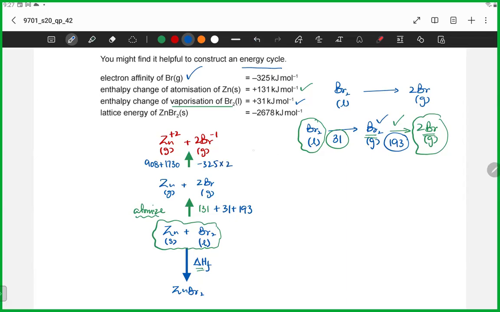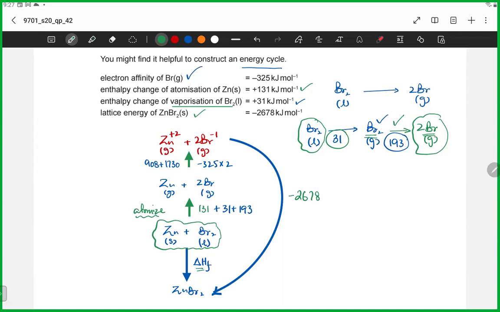Now, once I have this, the last thing I'm going to do is I've got ions. I can join the ions and I can form the lattice over here. So that's the last step. And the lattice energy is also given. That's where is it? This is the lattice energy. That's minus 2678.